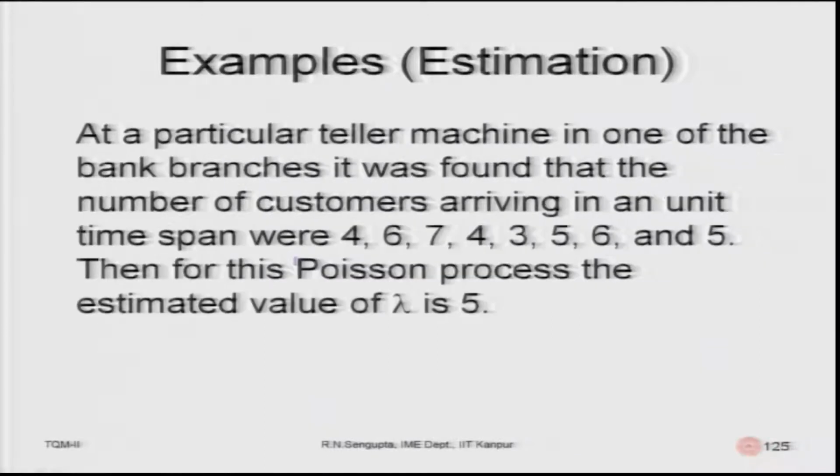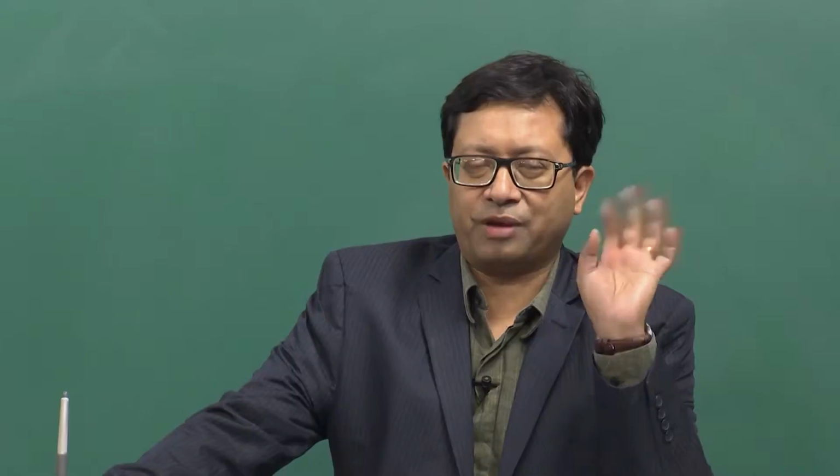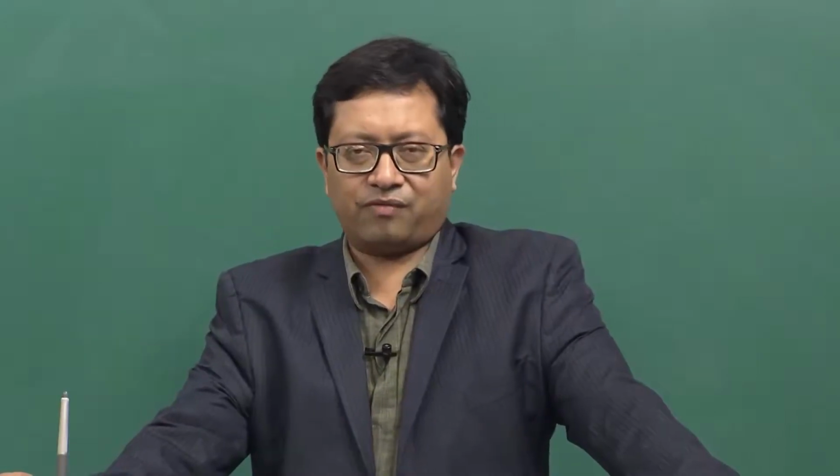At a particular teller machine in one of the bank branches, it is found that the number of customers arriving in a unit time span, whether 1 minute, 1 hour, 3 minutes or 5 minutes, whatever it is, are 4, 6, 7 till the number 5, and they are Poisson distributed. Then the estimated value of lambda, the parameter of the Poisson distribution, would be the sample mean. Which means you add up all these values and divide by the total number of readings, and you get the value of 5.